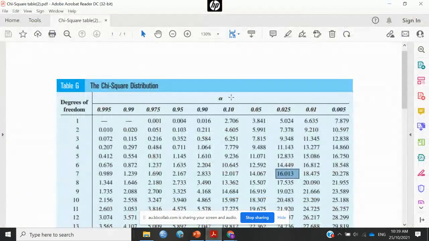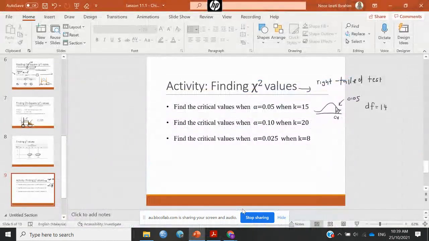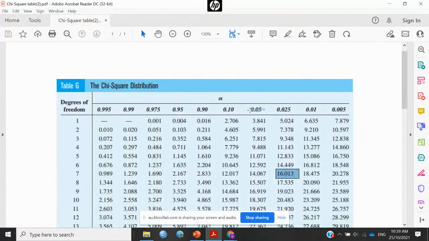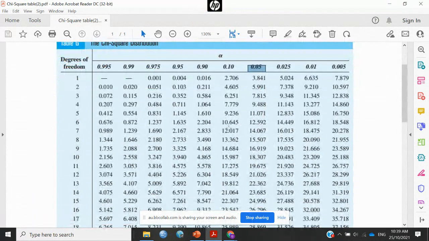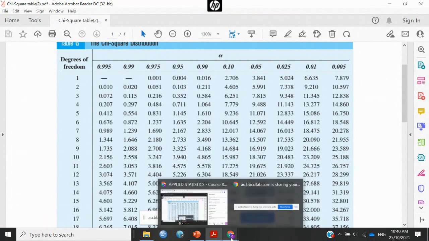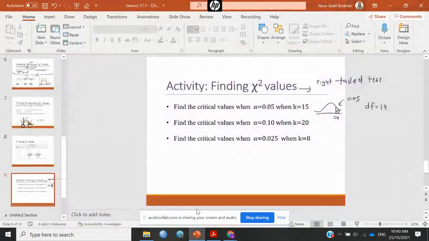So you look at the table, refer to row 14 and column 0.05. 0.05, row 14, scroll down a bit, row 14, that will give us the value of CV as 23.685. So CV for this one is 23.685.